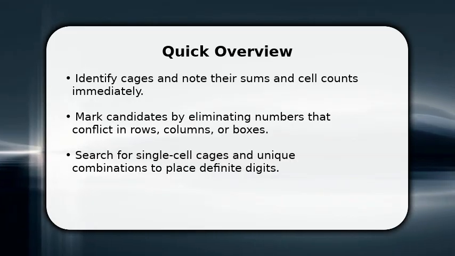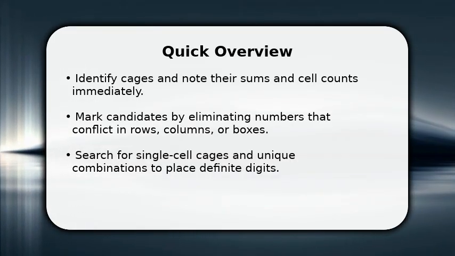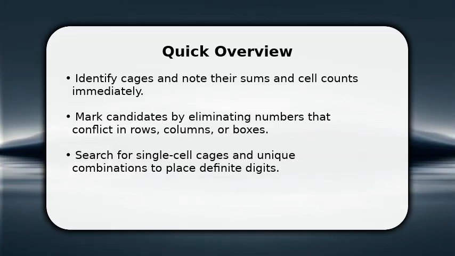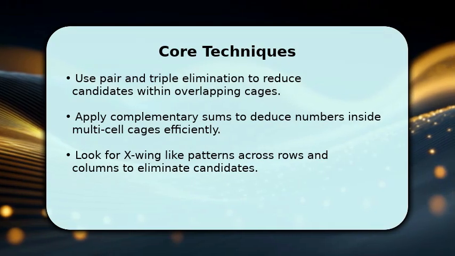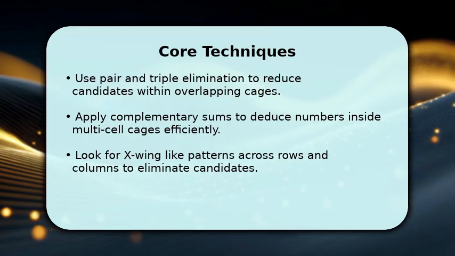Focus on cage pairings and complementary sums to uncover hidden digits. Keep a tidy notation method so you can spot patterns and progress confidently. Begin with pencil marks for every cell, then hunt for naked pairs and triples to clear options quickly.